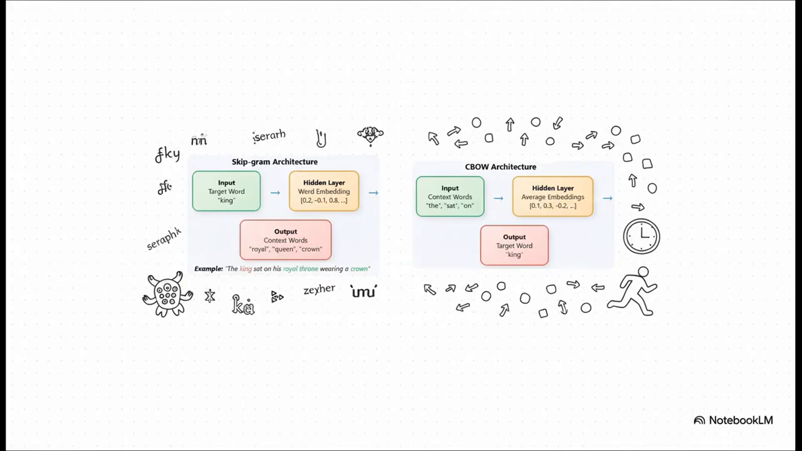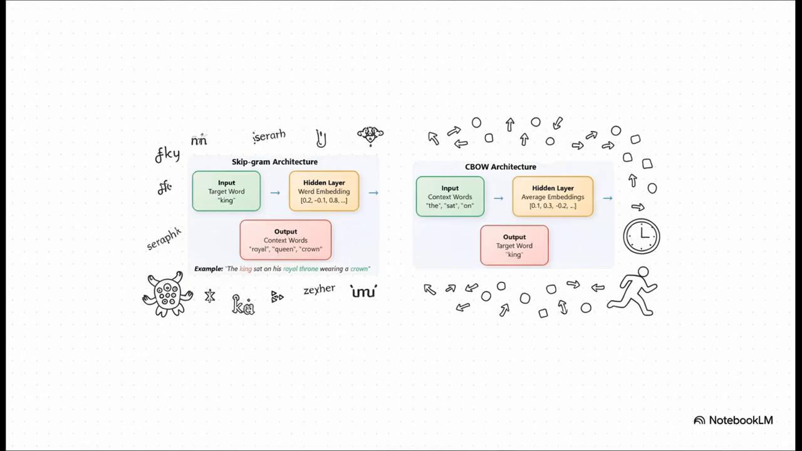So how do we make these incredible embeddings? Well, a famous algorithm for this is Word2Vec, and it has 2 main flavors you see here. Skip-gram on the left takes one word and tries to predict the words around it. This makes it really good for learning the meaning of rare words. Then you have CBOW on the right, which stands for continuous bag of words.